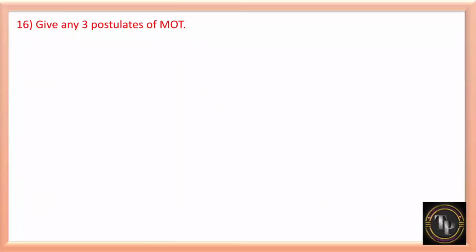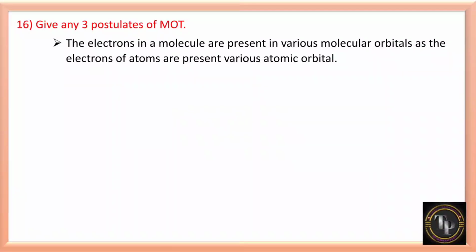Give any 3 postulates of MOT. Electrons in a molecule are present in various molecular orbitals, as electrons of atoms are present in various atomic orbitals.